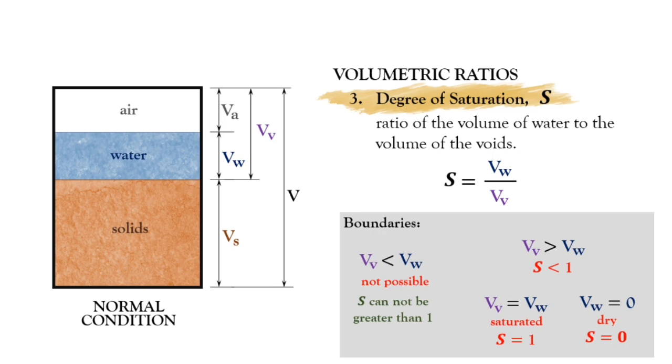Unlike doon sa dalawang nauna, dapat lagi lang siyang mas malaki sa 0. Kaya para sa summary nitong saturation, degree of saturation, S could be equal to or greater than 0 but less than or equal to 1. So, yan yung boundary ng degree of saturation.